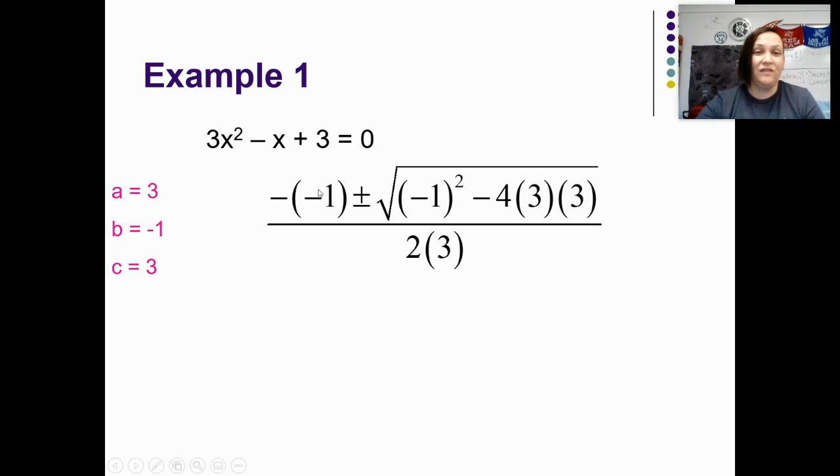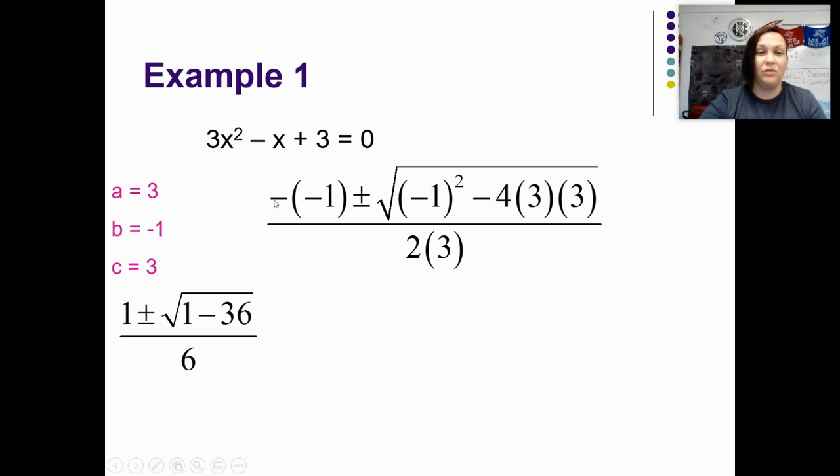Notice the double negative at the beginning. That will turn into a positive on my next step. Don't forget, when you square a negative, it does turn into a positive, so this will also turn into a positive on the next step. This will stay a subtraction symbol, and I'll need to do what 4 times 3 times 3 is. And then I will also need to figure out what 2 times 3 is.